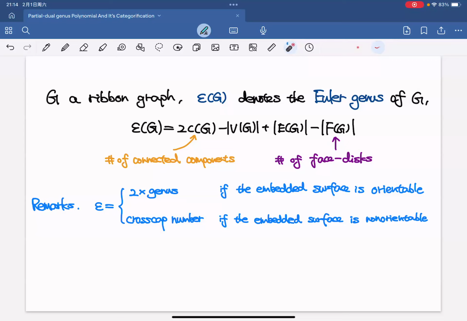If it is orientable, then epsilon is just twice the genus. And if it is non-orientable, this is just the crosscap number. I mean, if you consider the connected sum of some projective planes, this is the number of the RP2.